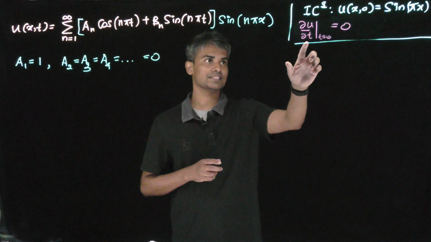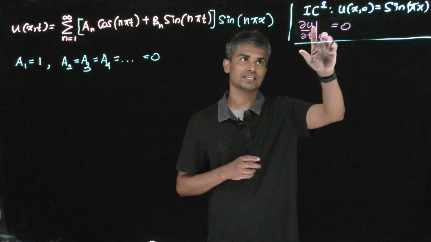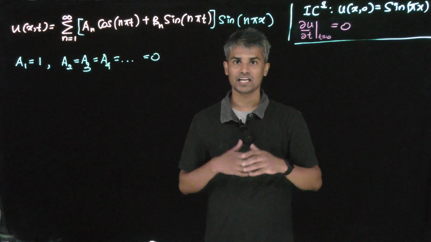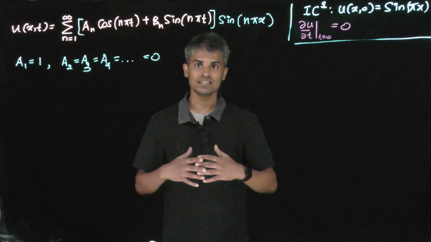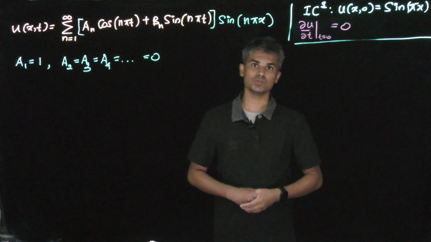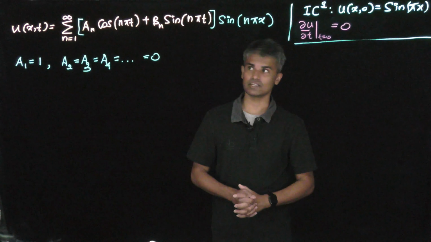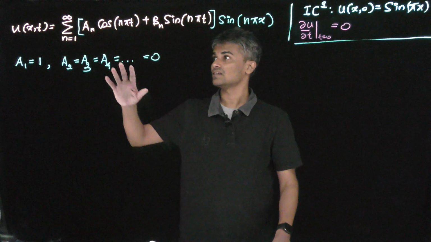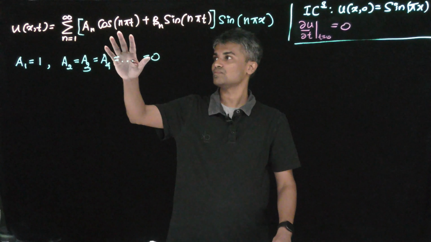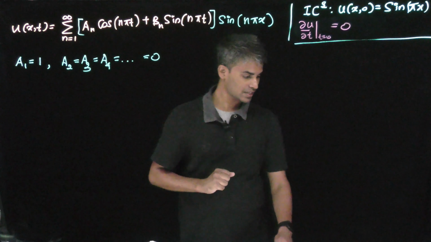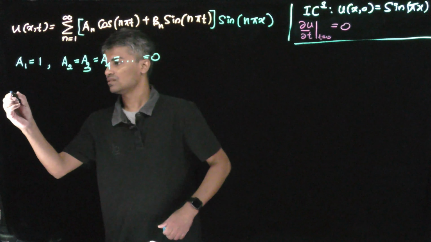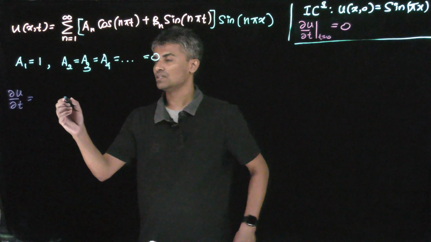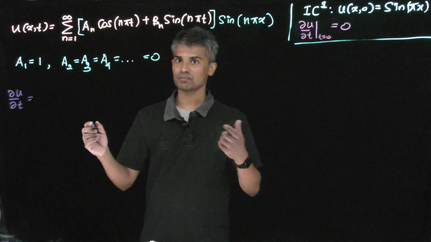So, basically the second initial condition says the derivative of your unknown with respect to t at time t equals 0. In other words, the initial velocity of this string, or the wave, equals 0. First things first, let us find the partial derivative of this function with respect to the t variable. So, we have partial u over partial t equals the derivative of a summation, which equals the summation of the derivatives.